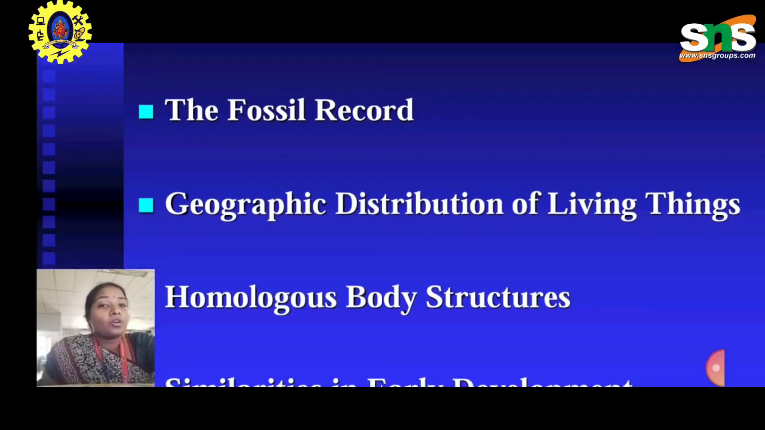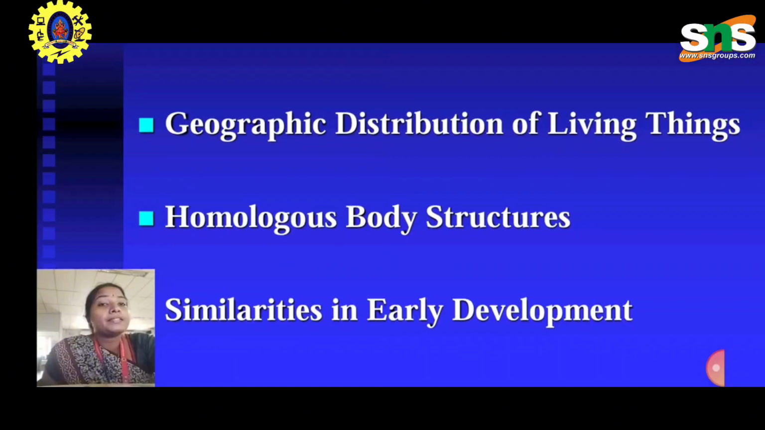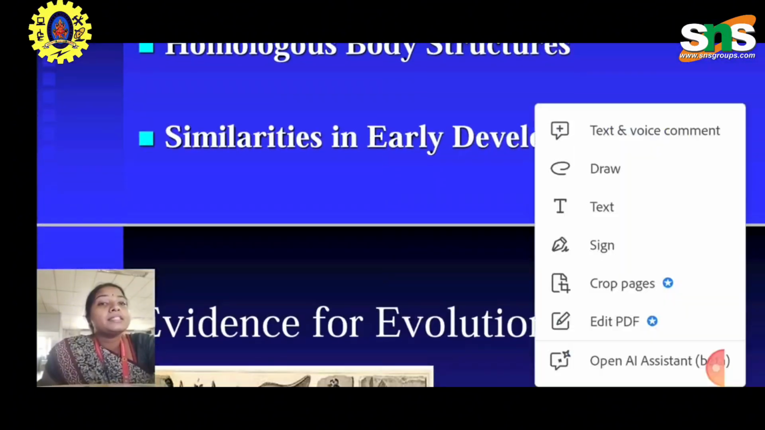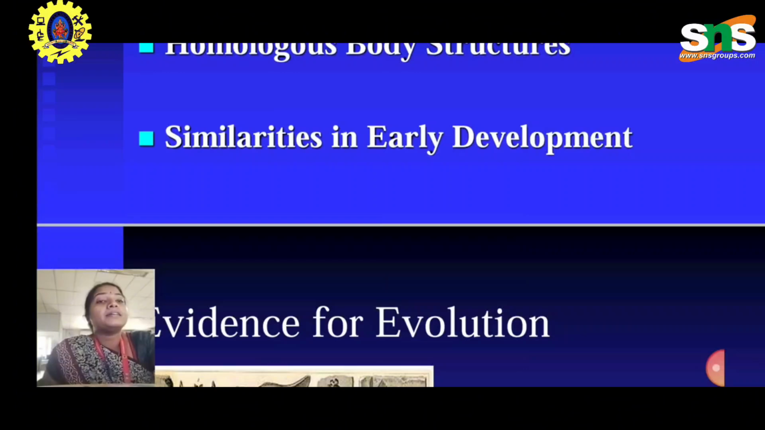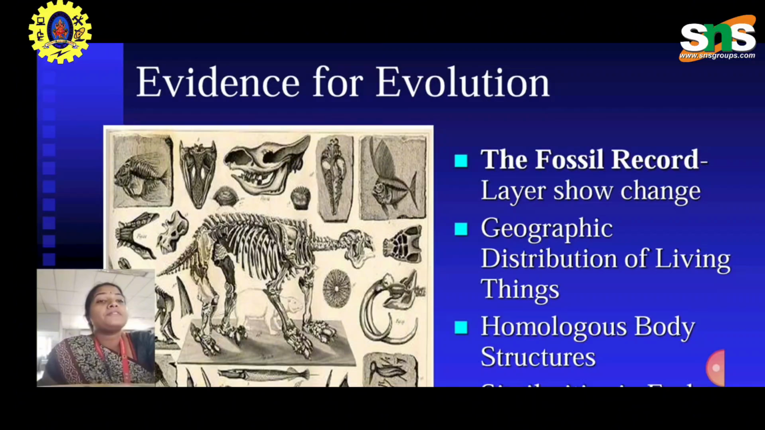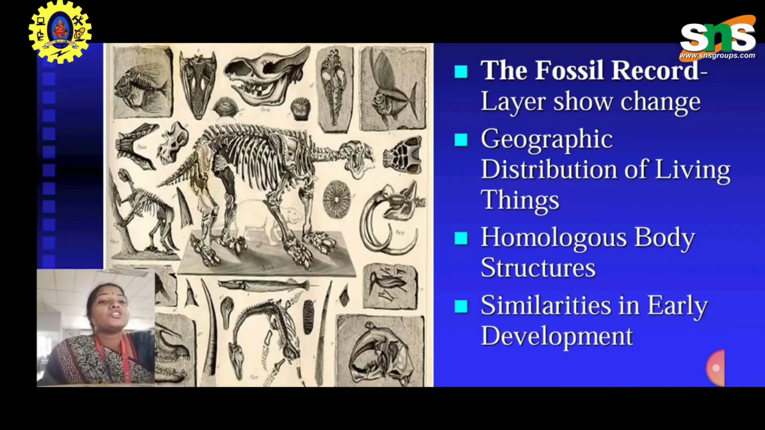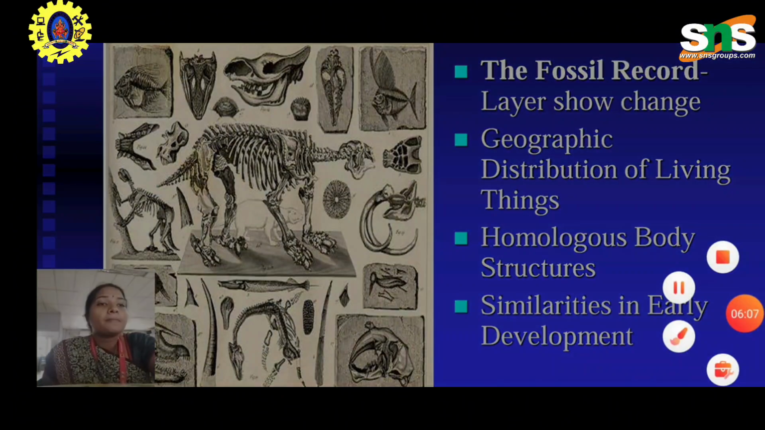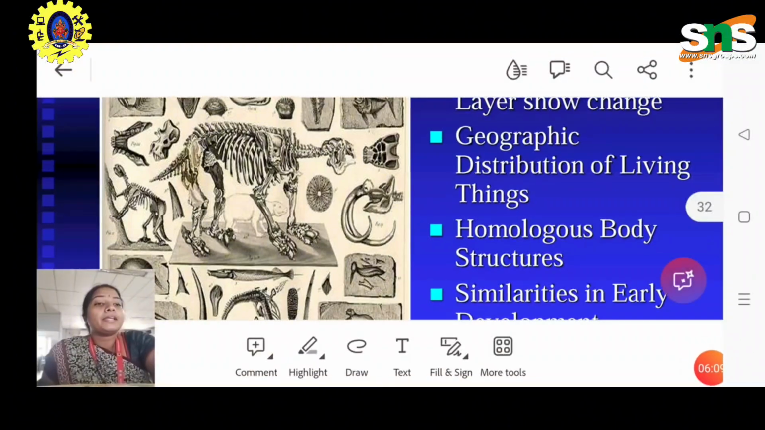Evidence of evolution: the fossil record, geographic distribution of living things, homologous body structures, similarities in early development. The fossil layers show change. Geographic distribution of living things, homologous body structures, similarities in early development, etc.